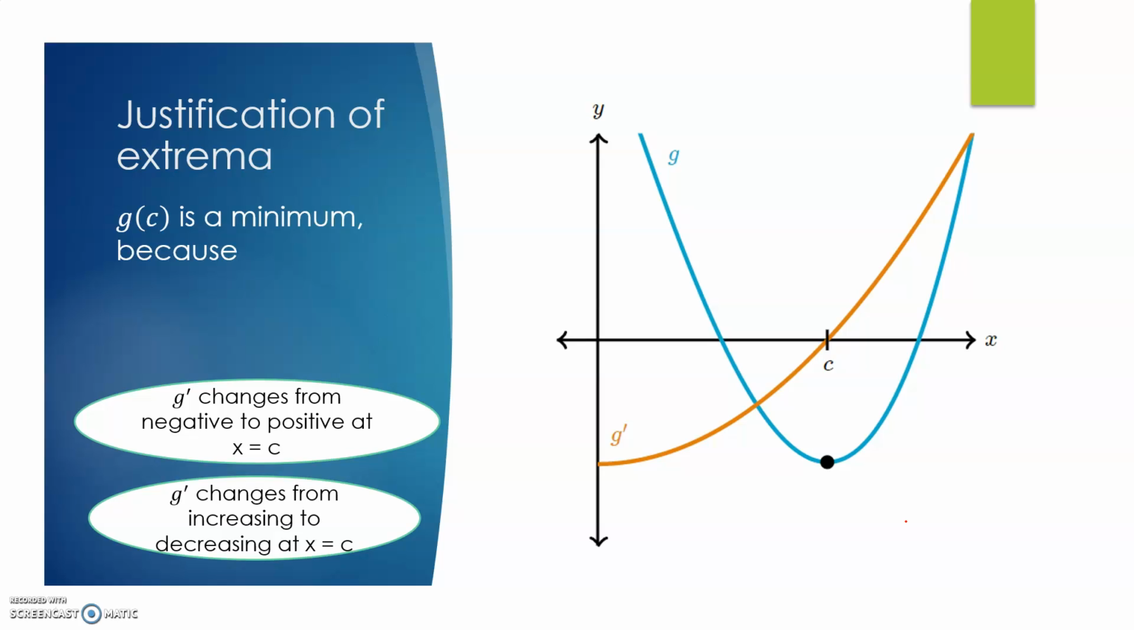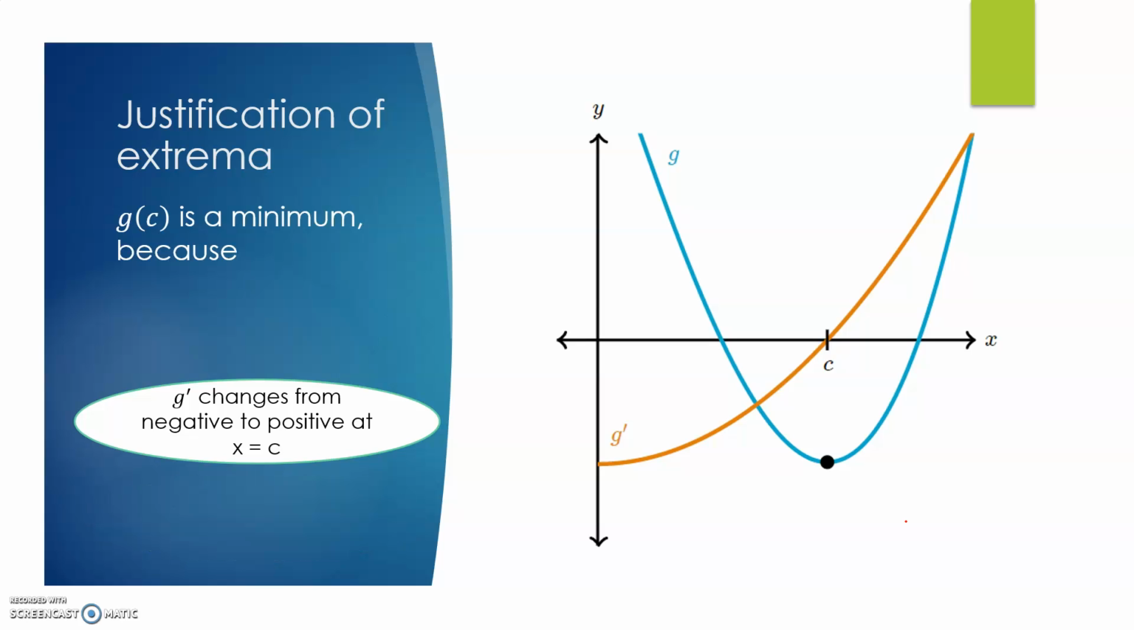And then also be very clear about the difference in language between negative and increasing, and positive and decreasing. g is decreasing, but g prime would be negative in this situation. So this is a correct justification of that minimum value. This is using the first derivative test to justify a minimum.